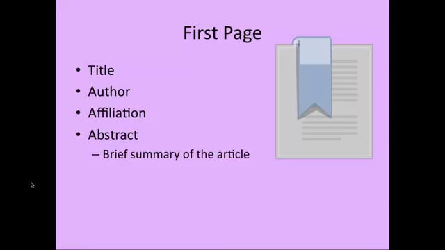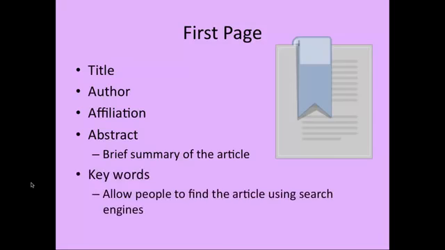Next comes an abstract, which is a brief summary of the article. It's often limited to 200 words, so it will very briefly, maybe in 1 or 2 sentences, summarize the entire paper. And then there are often keywords that clue people in as to some of the key themes in the article. So this will allow people to find the article using search engines.